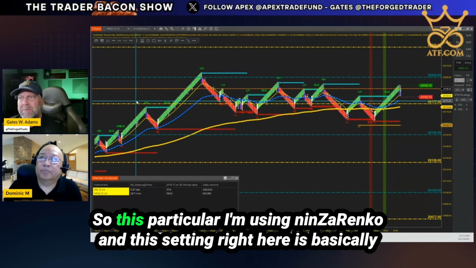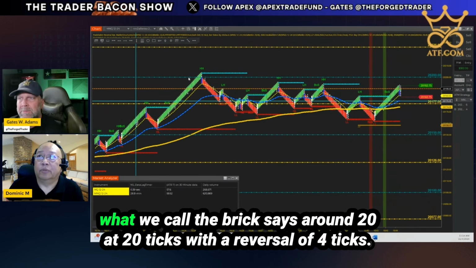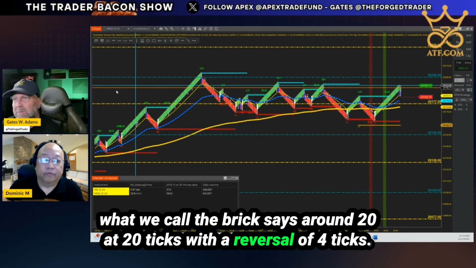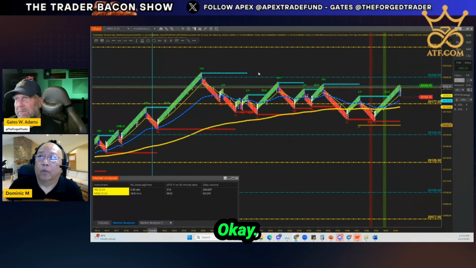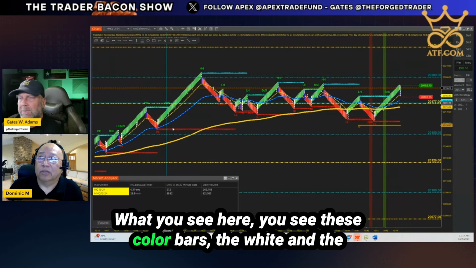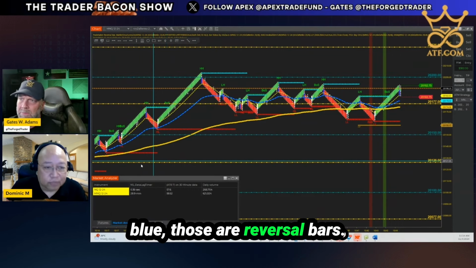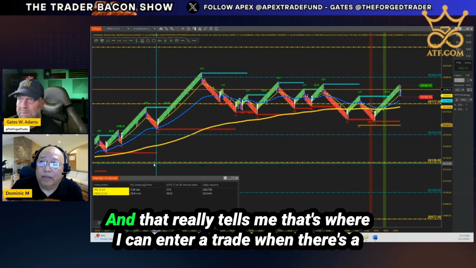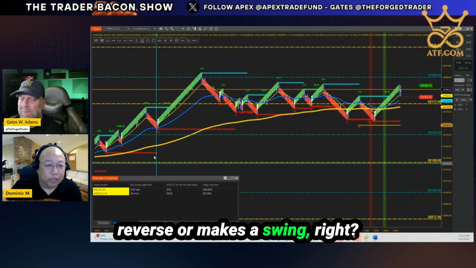Okay, so I'm using Ninja Renkos, and this setting right here is what we call the brick size, around 20 ticks with a reversal of 4 ticks. What you see here are these color bars, the white and the blue, those are reversal bars. When you see that, that really tells me that's where I can enter a trade, when there's a reversal or it makes a swing, right?